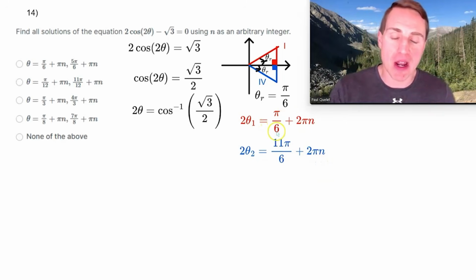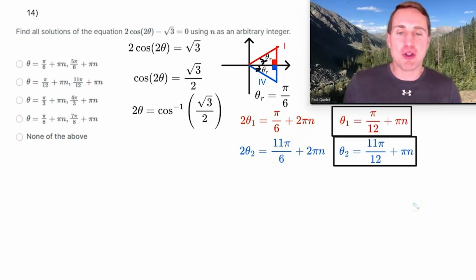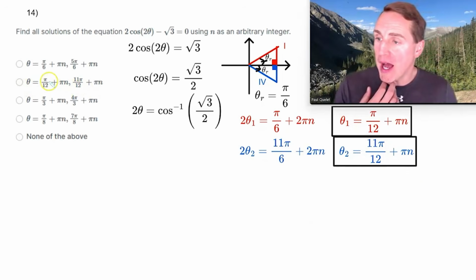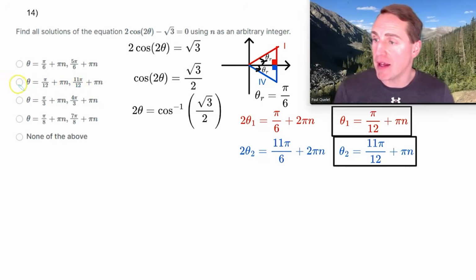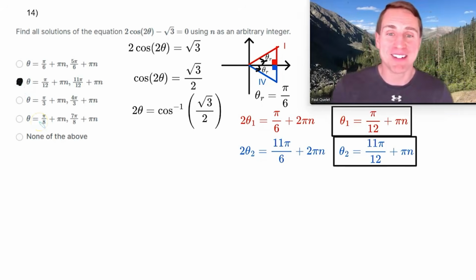So pi over 6 divided by 2, and 11 pi over 6 divided by 2, is going to give you pi over 12, 11 pi over 12, and this is going to be plus pi n. So after dividing by 2, we have these answers, as I said out loud a moment ago. Let's look at the answer choices. We need pi over 12 plus pi n, and 11 pi over 12 plus pi n. Yes, that's this second choice. So this would be our answers. Hope that makes sense. Let's move on.